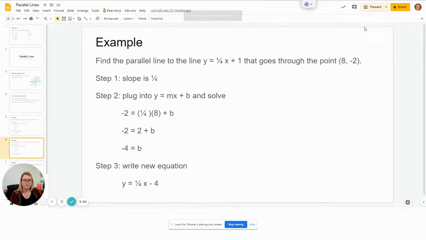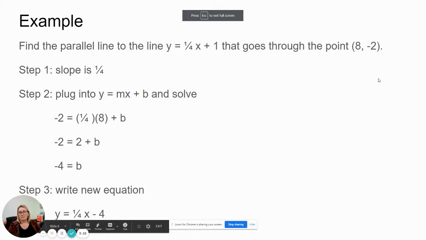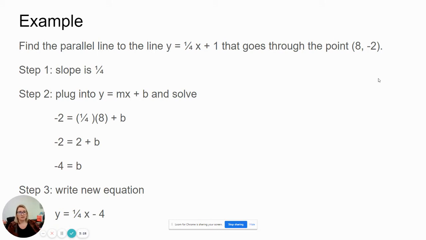Okay, here's another one. Find the line parallel to the line y equals 1/4 x plus 1. It's going to go through the point 8, negative 2. Again, we pull out that original slope of 1/4. Then we use the point 8, negative 2 to plug in for our x and y values. 1/4 of 8 is 2. If I subtract 2, I get negative 4. And my new equation is y equals 1/4 x minus 4.